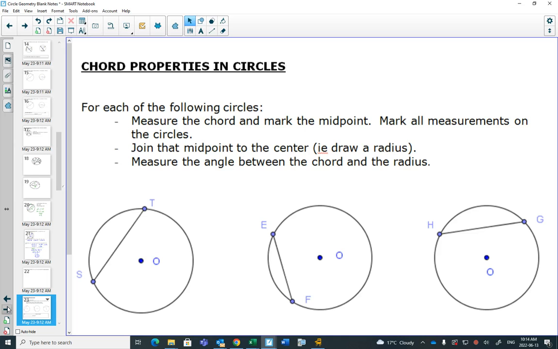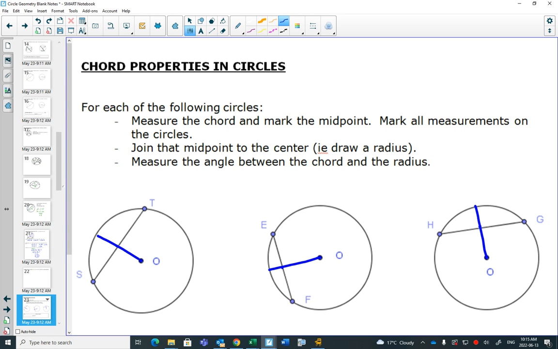Okay, chord properties in our circles. So in this question, if we had time, I would give you guys all a ruler, and we'd measure the length of ST, and we'd find the middle of it. And we'd measure the length of EF, and find the middle of it. And we'd measure the length of HG, and find the middle of it. And then once we have those middle points, we would draw a radius through each middle point.